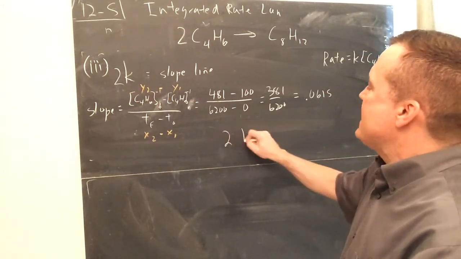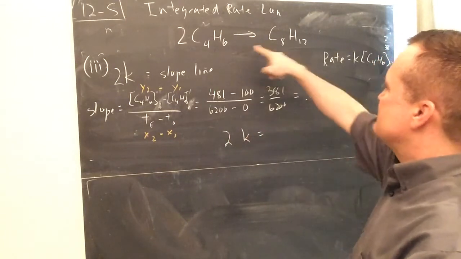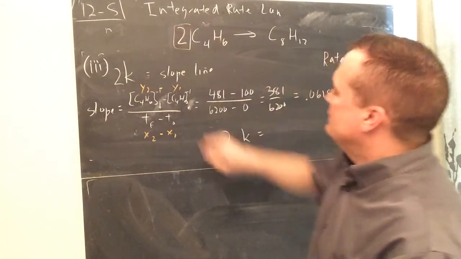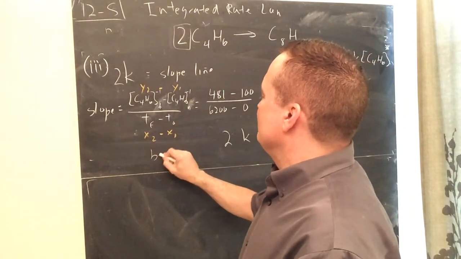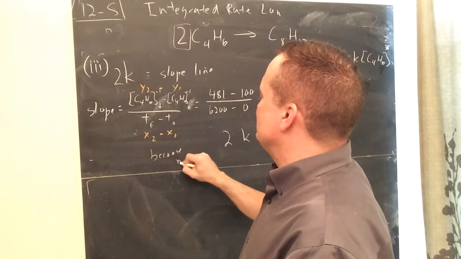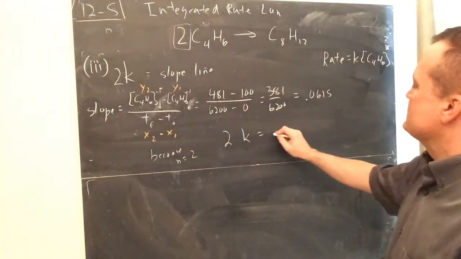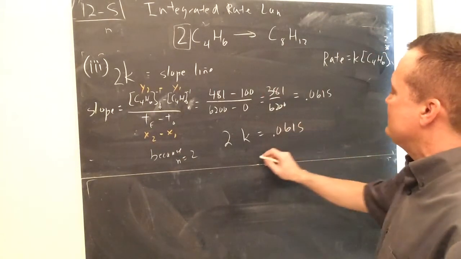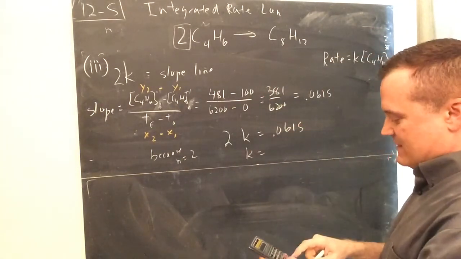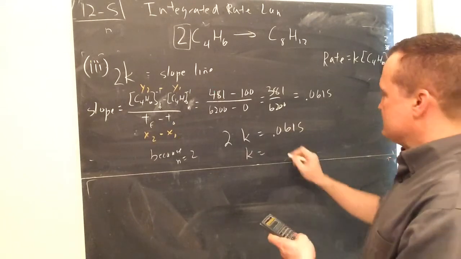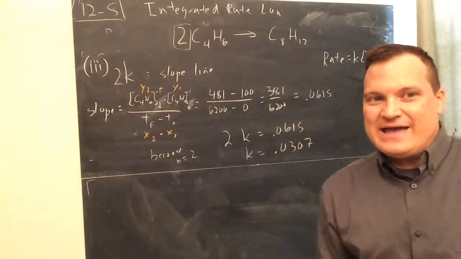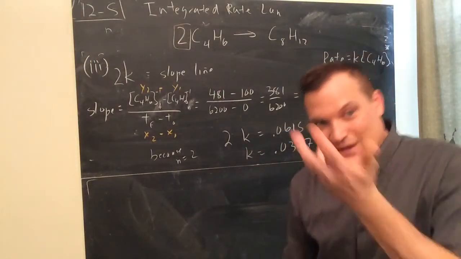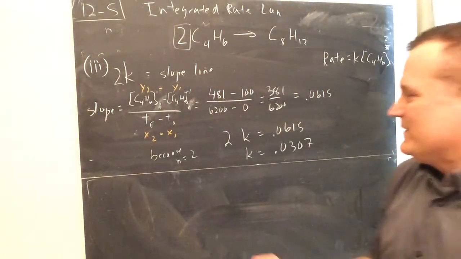Okay, now, so 2K equals that, because of the coefficient, because n equals 2. You don't have to say that. 2K equals 0.0615. So K would equal, divide by 2, 0.0307. Okay, but now we have to put in the units.